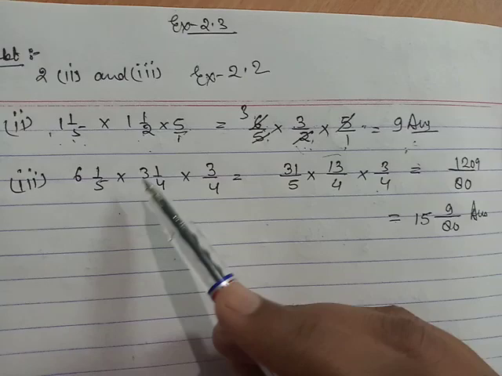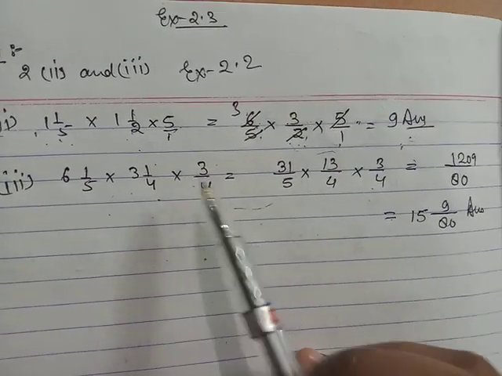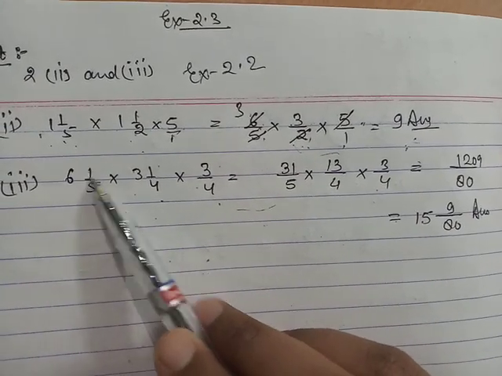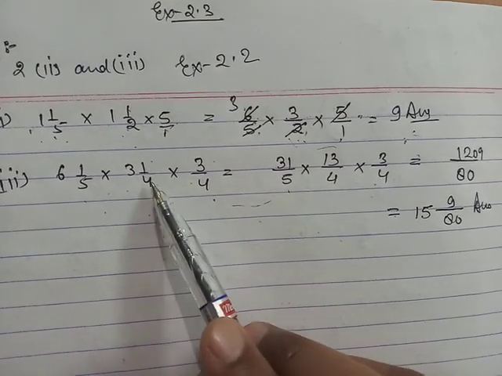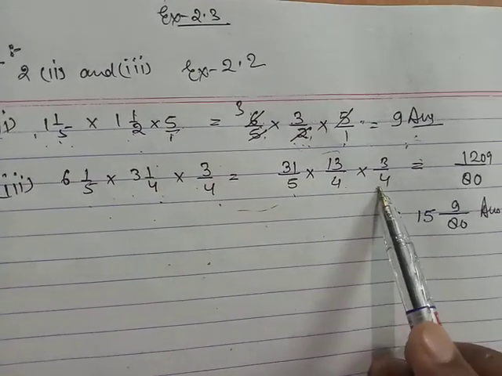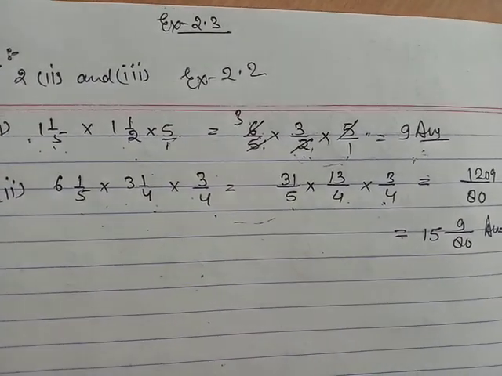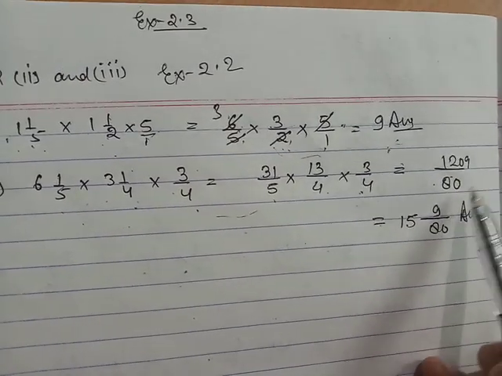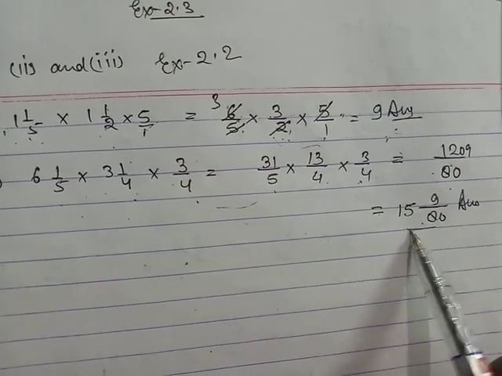Its third part was 6 whole 1 by 5 multiply 3 whole 1 by 4 multiply 3 by 4. So first of all we will convert into improper fractions. 6 5s are 30 plus 1, 31 by 5. Now here it is 3 whole 1 by 4, 3 4s are 12 plus 1, 13 by 4, here it is, and 3 by 4 as it is. You can see that no value will be cancelled, so we will multiply all the values. After multiplication we have got 1209 upon 80. Okay, we have converted it into a mixed fraction.